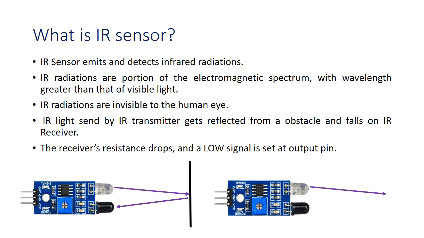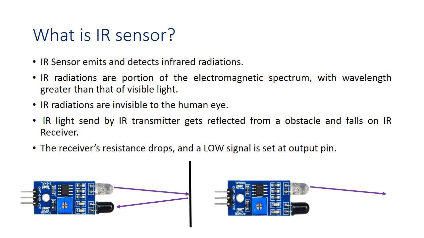IR radiations are a portion of the electromagnetic spectrum with wavelength greater than that of visible light. So we can say the wavelength of IR radiation is greater than the wavelength of visible light. IR radiations are invisible to the human eyes. So we can say human eyes cannot see the infrared radiation, but we can see the infrared radiation with the help of a camera.